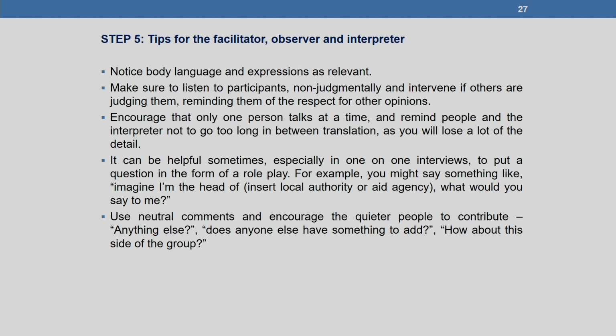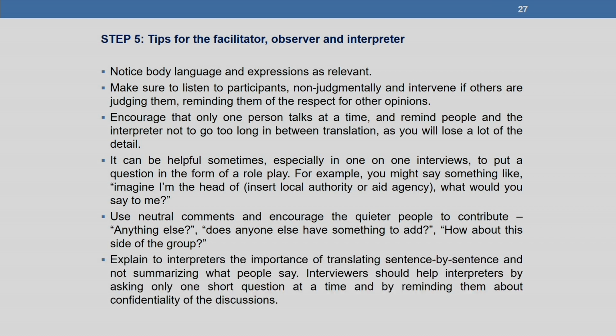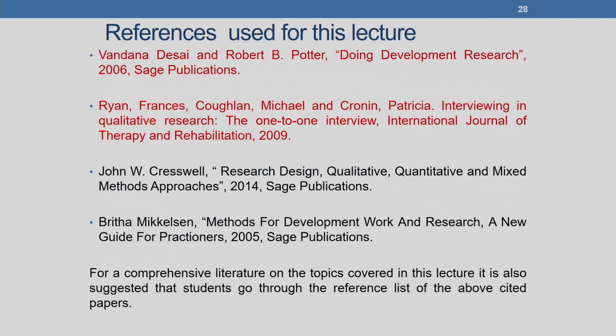We must also use neutral comments and encourage the quieter people to contribute by constantly asking them if there is anything else, does anyone else have something to add, how about this side of the group, and so on. We must also explain to interpreters the importance of translating sentence by sentence and not summarizing what people say. So, interviewers should help interpreters by asking only one short question at a time and by reminding them about the confidentiality of the discussions.